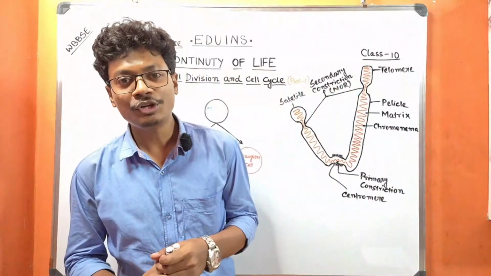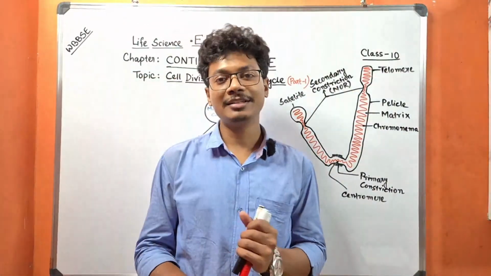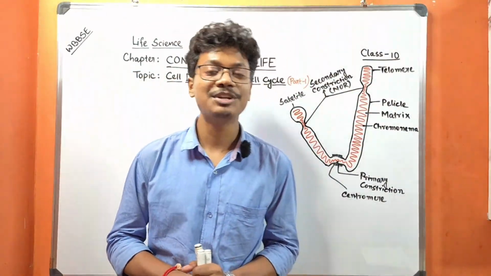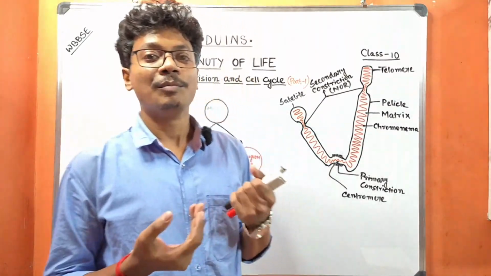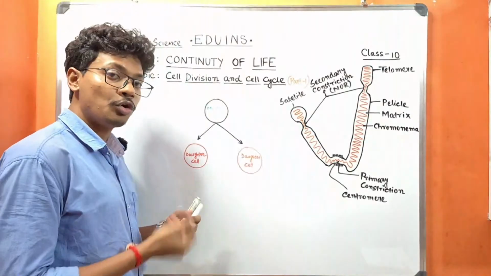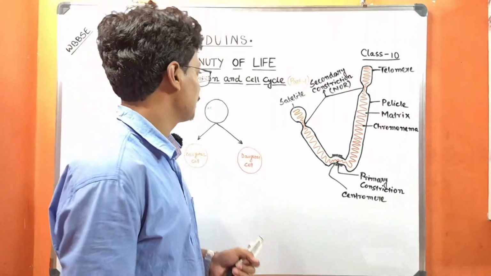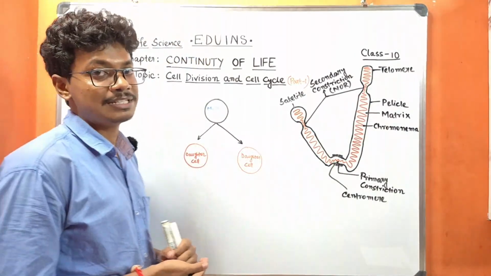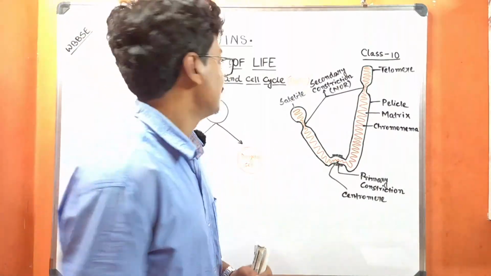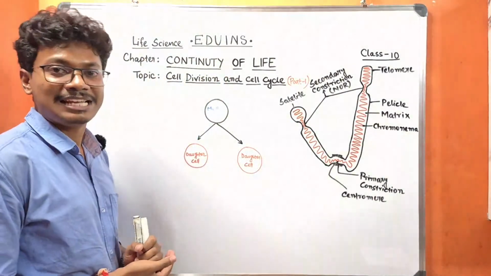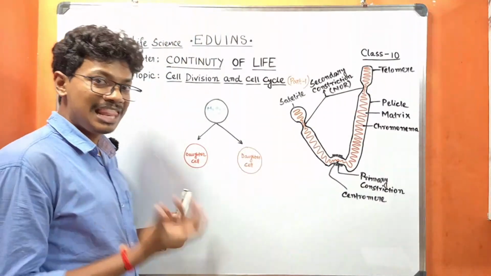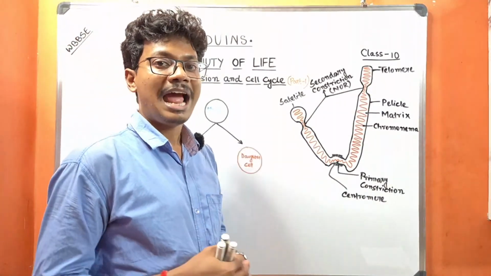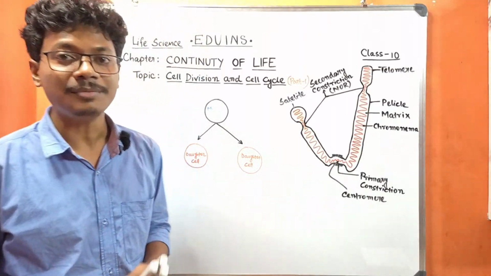A very good evening to all of you and welcome to another live class of Edwins. In the previous live class we discussed locomotion in animals, and in today's class we will discuss from the second chapter, cell division and cell cycle part 1, where we will discuss the cell structure and its division methods.